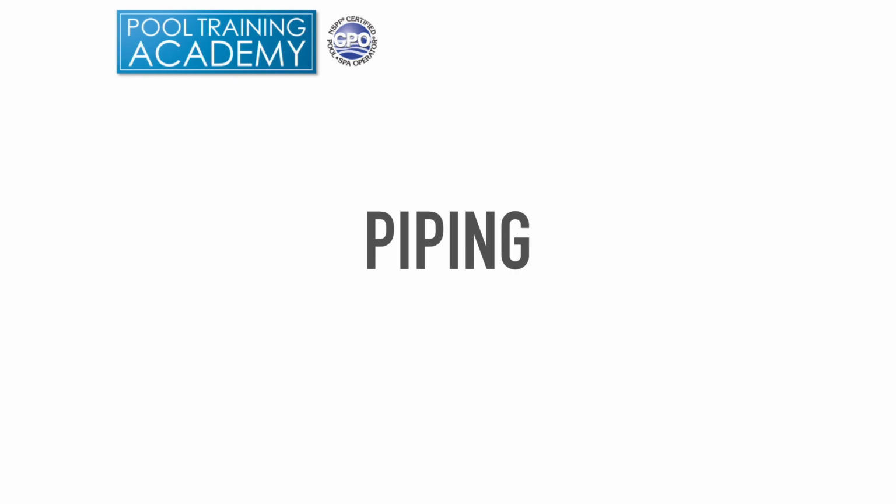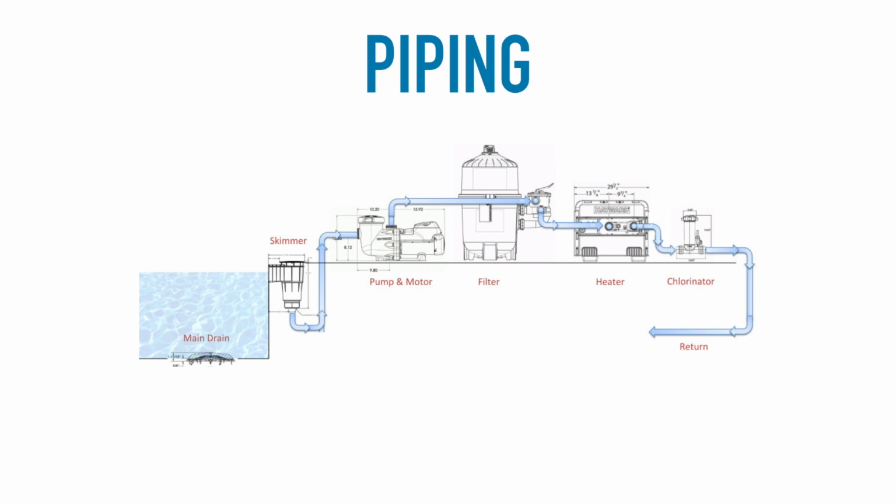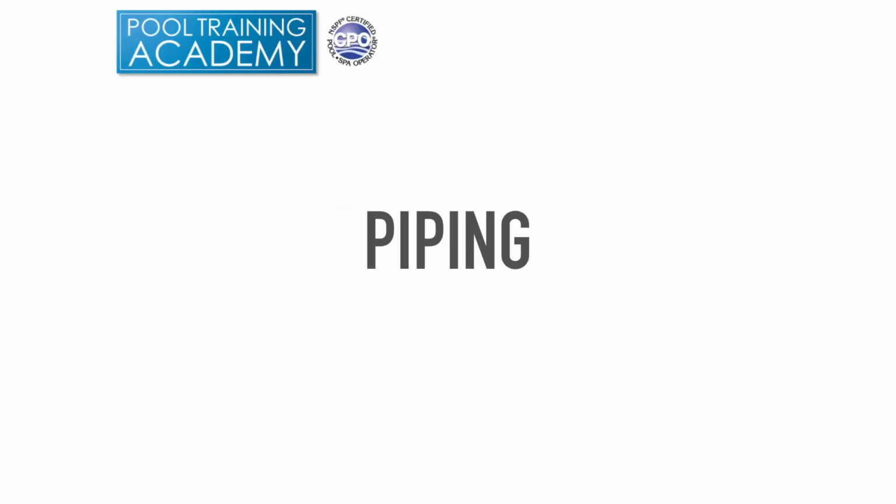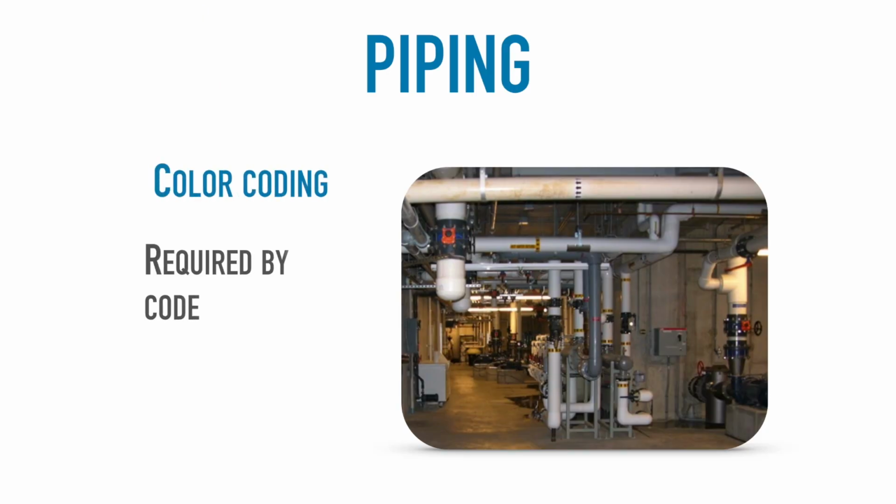All right, so with our piping, once our water leaves through the main drain or the skimmer, the first thing that's going to hit is a bunch of PVC piping all over our systems. Like I said, sometimes those pipes can be really, really confusing. So what we want to do is we want to make sure that we're color coding that.